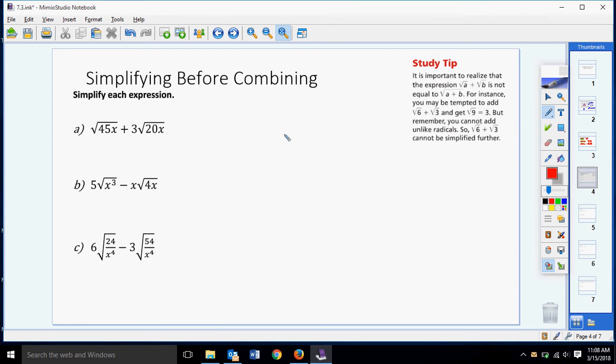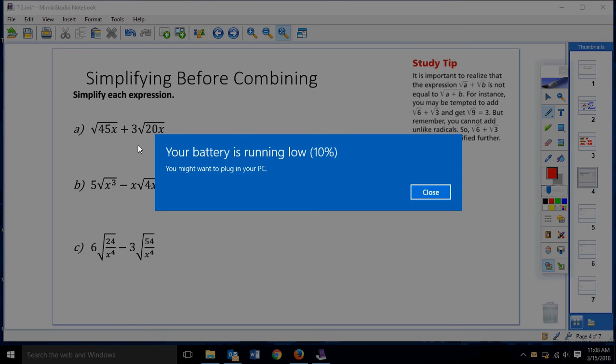All right, off of my soapbox, back to this problem. How am I going to simplify this in order to get like radicals?